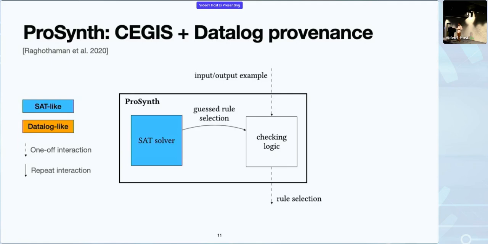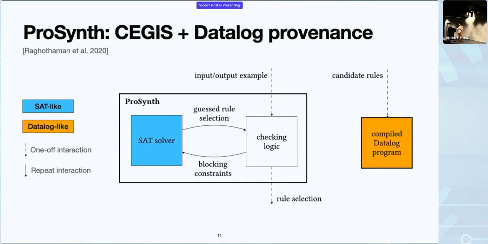The way that happens is that the SAT solver guesses a row selection. The checking logic either accepts it or rejects it and passes on some blocking constraints to force the SAT solver to produce a new row selection. How does it do this?